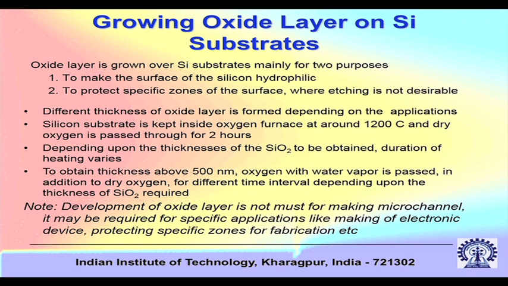Depending upon the thickness of SiO2 being obtained, the duration of heating varies. Sometimes these are done through simulations and optimization, but most of the time these are actually trial and error based figures. To obtain a thickness above 500 nanometers, oxygen with water vapor is passed in addition to dry oxygen for different time intervals depending upon the thickness of SiO2 required.